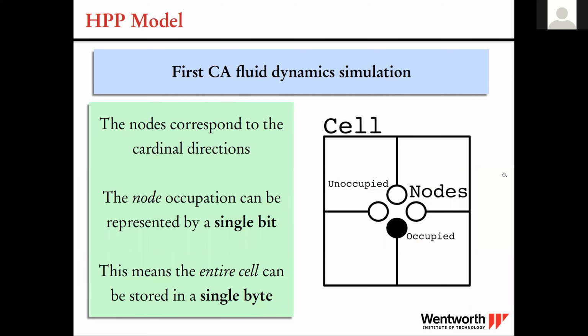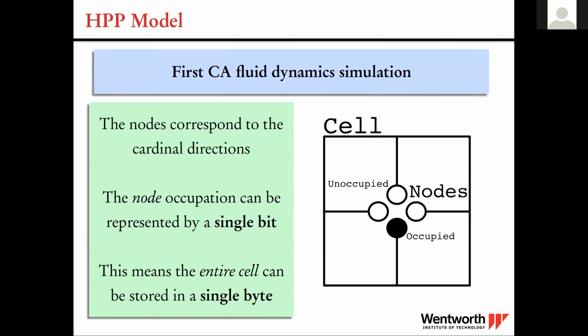So the picture looks like this. Each cell, each of our sort of grid locations, contains 4 nodes. The nodes directly correspond to the cardinal directions. So I have a node that represents the up direction, one with left, right, and down. Unoccupied nodes here in the picture are just unfilled circles, and an occupied node would be a filled circle. So that's the visualization. You could sort of imagine taking a bunch of these cells and lining them up in a 2D grid. That's a visualization of the simulation.